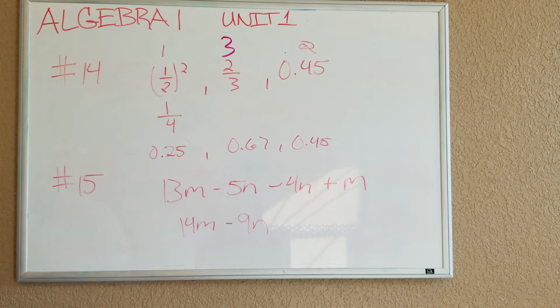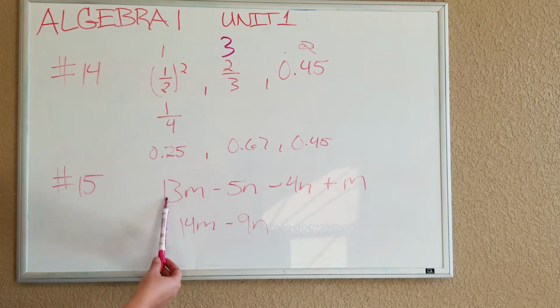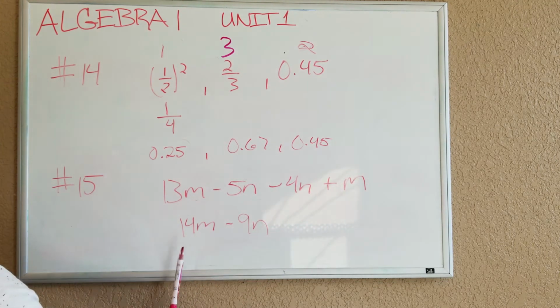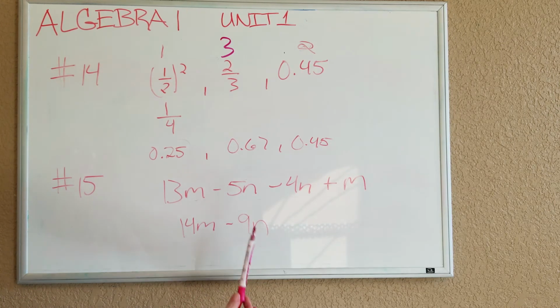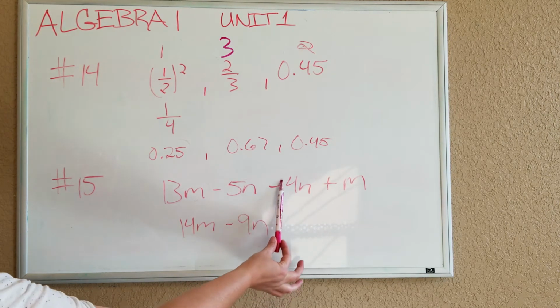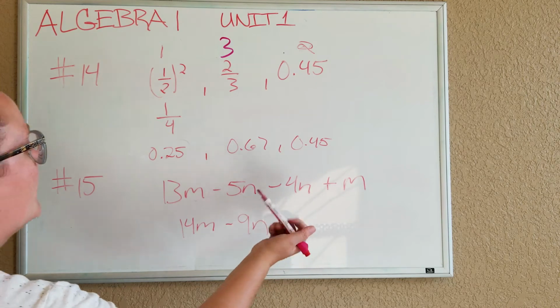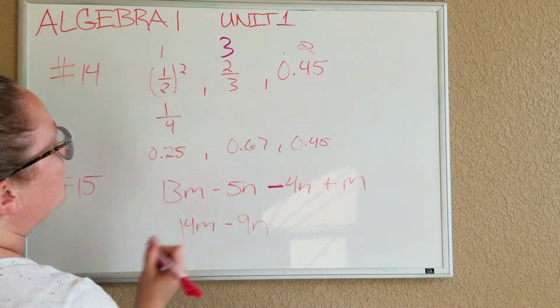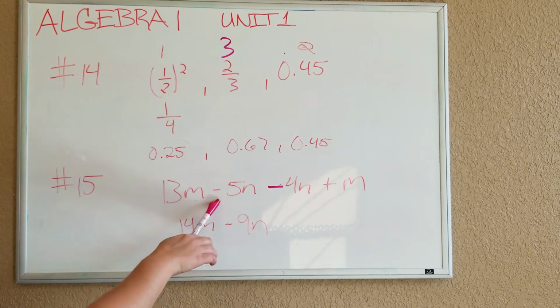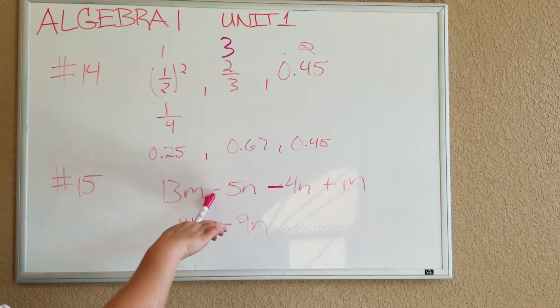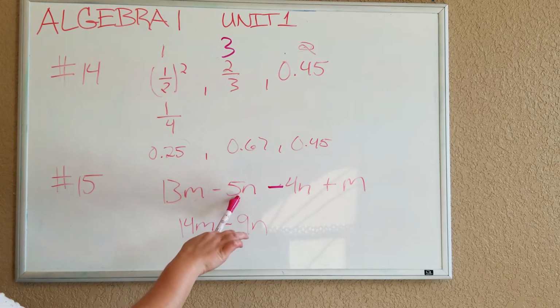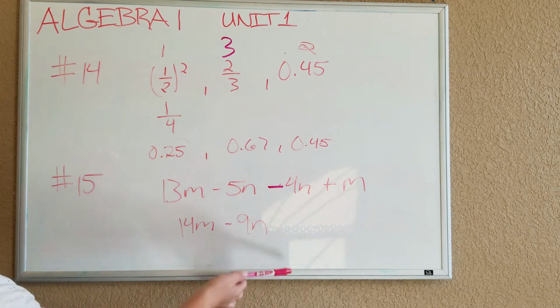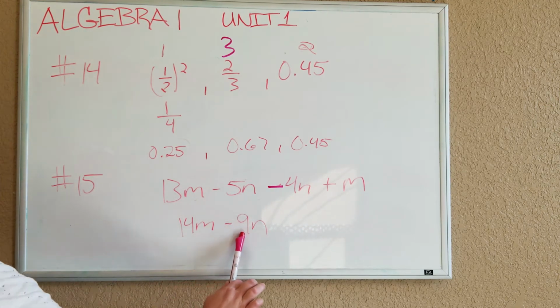If it's just a variable there by itself, 13m plus 1 more m gives you 14m, and then negative 5n minus 4n. Excuse my minus sign there. Ugly. There we go. Negative 5. So remember the sign in front of it tells you what it is, all right? Negative 5 minus 4. So negative 5 minus 4 is negative 9n.